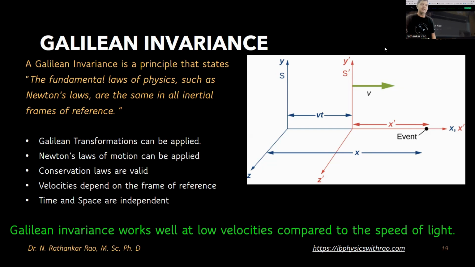Okay, then next one. Galilean invariance works well at low velocities compared to the speed of light. Remember, this invariance works only with low velocities and not with very high velocities. When we go to higher speeds, we generally look at relativistic invariance, which is nothing but Lorentz transformation, which we'll be seeing in the next few slides.